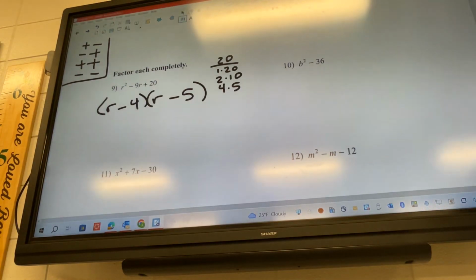Okay, do we need to stop or keep going? Keep going. Why do we keep going? Why do you think we keep going? Because we squared, so we've got to change the sign.